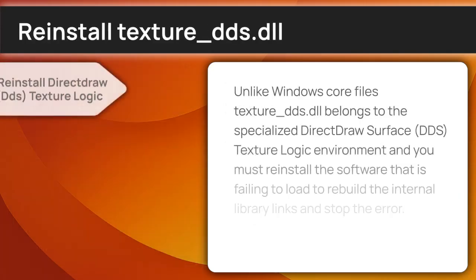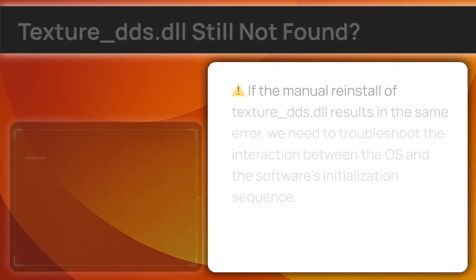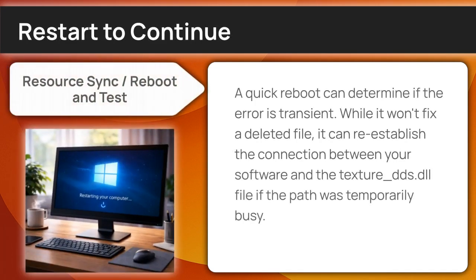Unlike Windows core files, texture DDS module DLL belongs to the specialized DirectDraw Surface DDS texture logic environment, and you must reinstall the software that is failing to load to rebuild the internal library links and stop the error. If the error persists despite the new library files, we must verify if a simple synchronization conflict is preventing the file from loading. A system reboot is a reliable way to clear away zombie processes that might be interfering with texture DDS module. It's a low-impact step that ensures your operating system is starting with a synchronized environment.